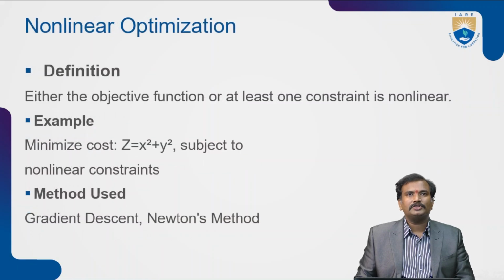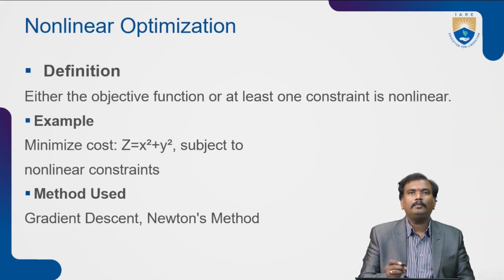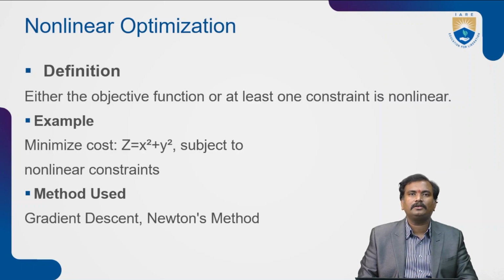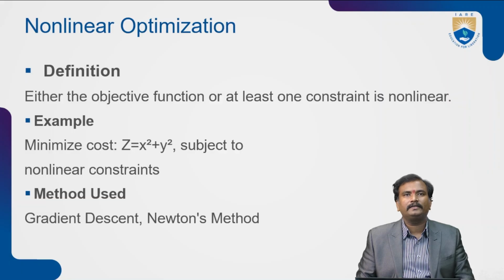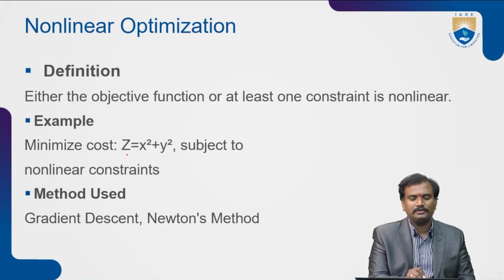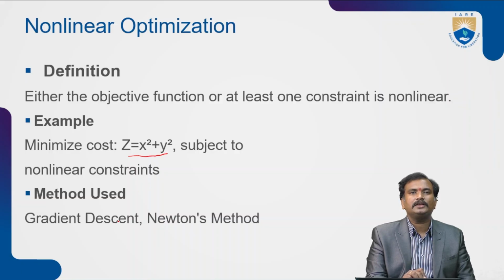And in nonlinear optimization, either the objective or at least one constraint is nonlinear. That is, if we have a nonlinear objective function, or at least one constraint is nonlinear, then we call it nonlinear optimization. Let us take the example: minimize the cost where Z equals x squared plus y squared, subject to nonlinear constraints. The method used is gradient descent or Newton's method.